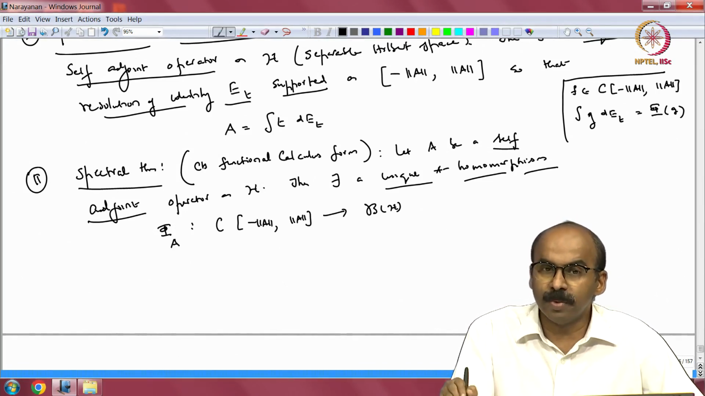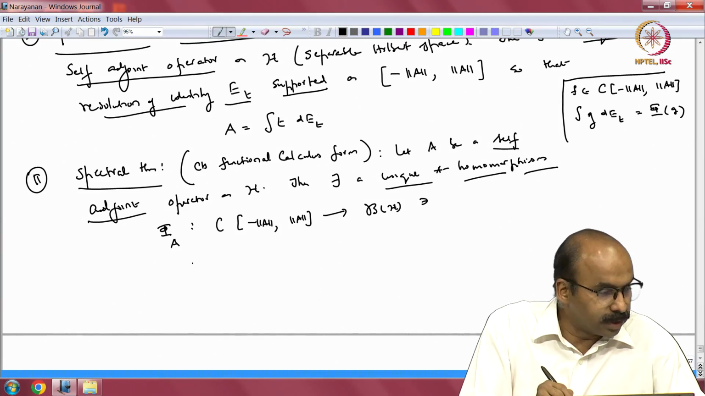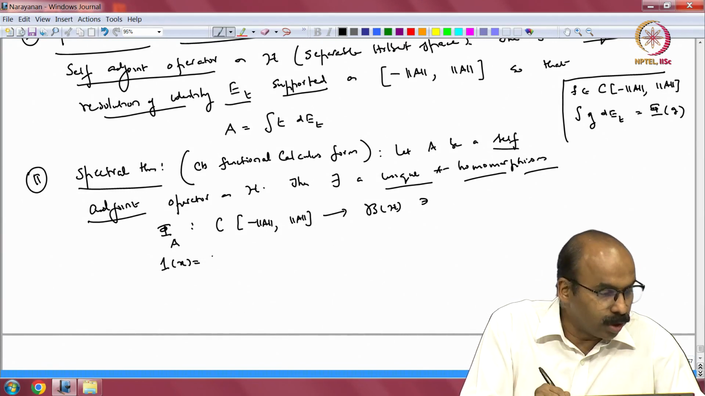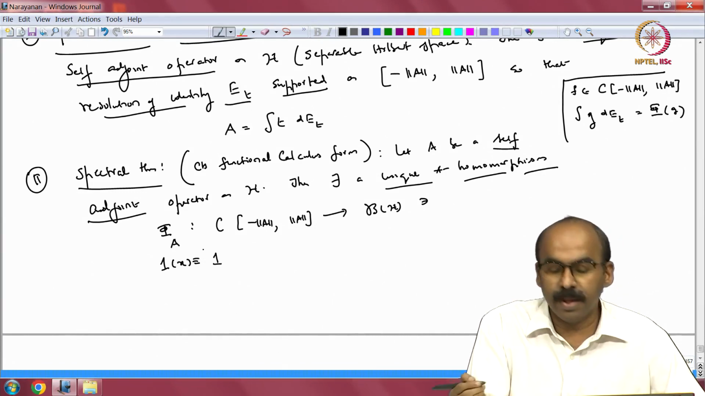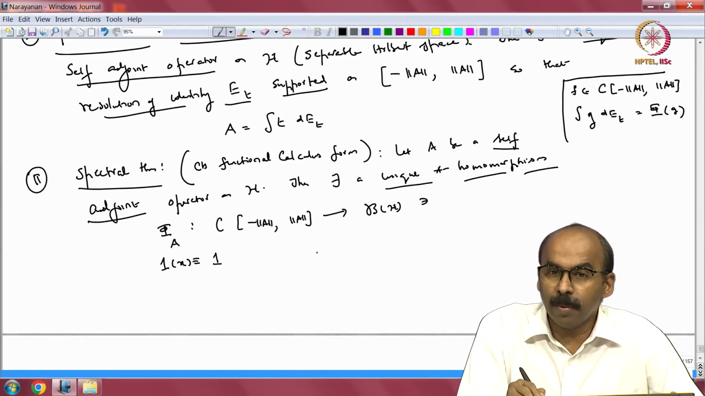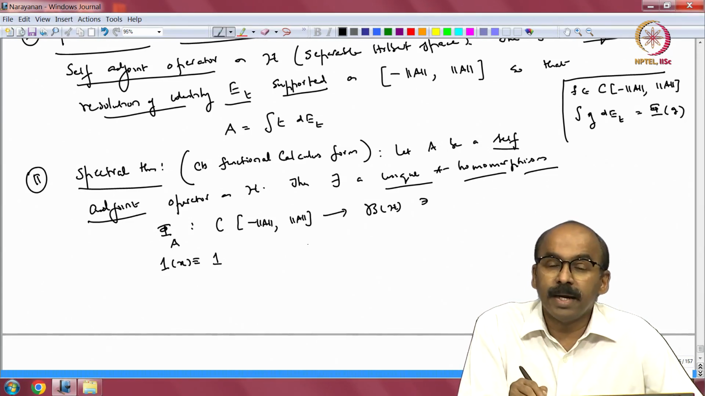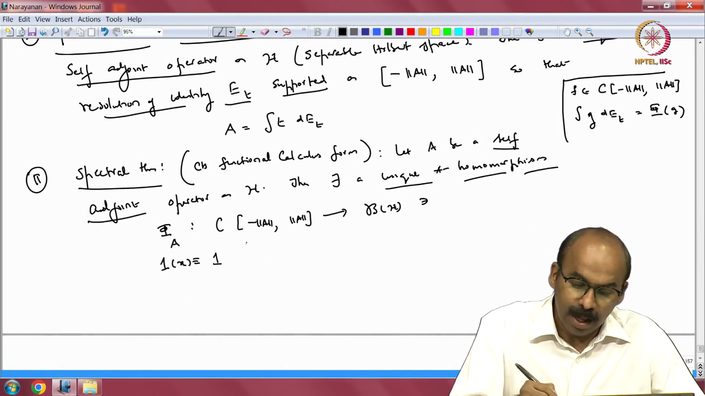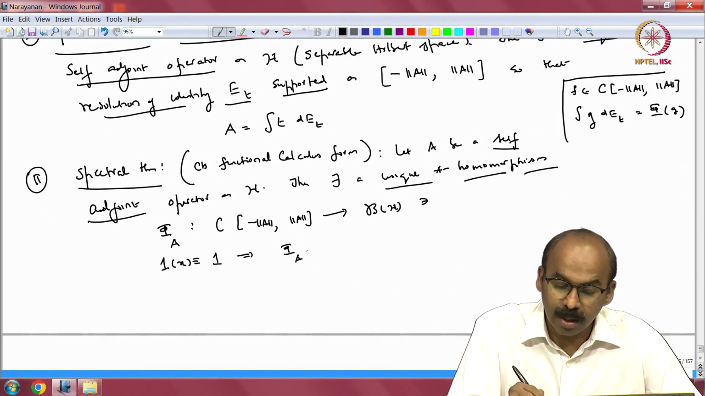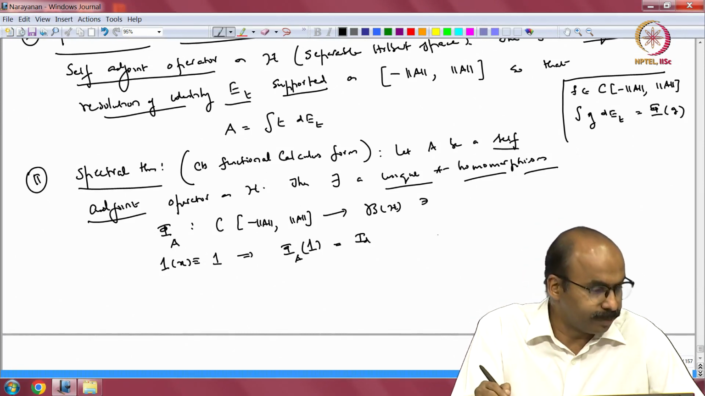Remember, H is assumed to be separable from now onwards, such that it has various properties. First, phi A of 1 is equal to the identity, where 1 is identically equal to 1. That is the identity on C of minus norm A to norm A: on the continuous functions on this closed interval, the identity is the constant function 1. Since it is a homomorphism, its image has to be the identity operator on H.